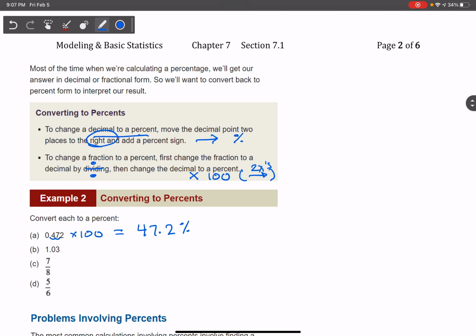This one says 1.03, or 1 and 3 hundredths. This is telling me, because this is a 1, I'm going to have more than 100%. So I'm going to multiply by 100, and I'm going to get 103%. 7/8 is a fraction. I need to first turn it into a decimal by dividing. This fraction bar means divide. 7 divided by 8 gives me 0.875. Multiply by 100, and I get 87.5%.